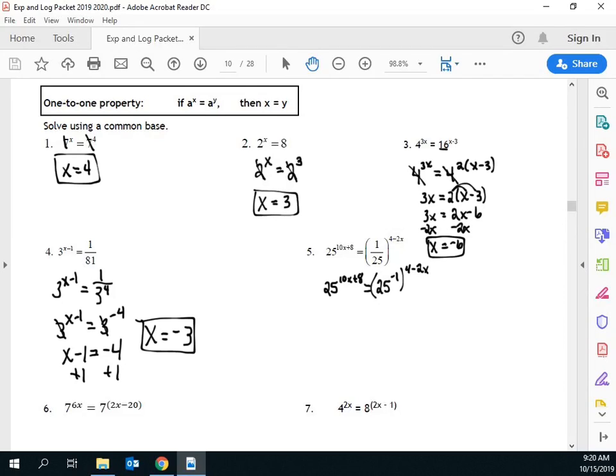So look at the scenario we have here. We have an exponent that's raised to an exponent. And what's the rule we do for that, guys? Good, you multiply. And so we'll multiply that negative 1 times 4 and that negative 1 times negative 2x.